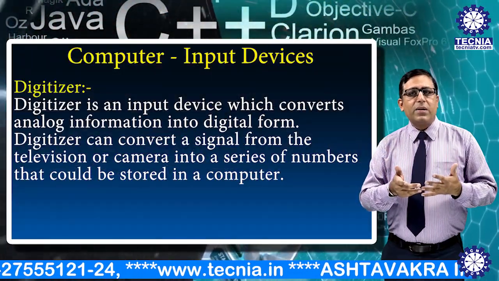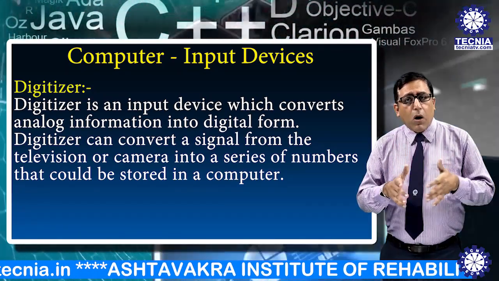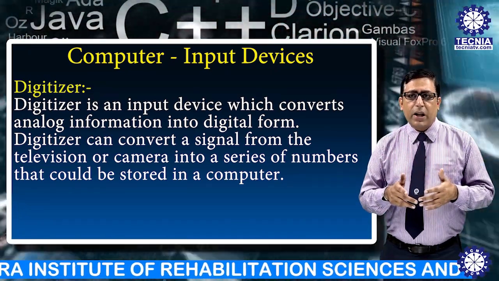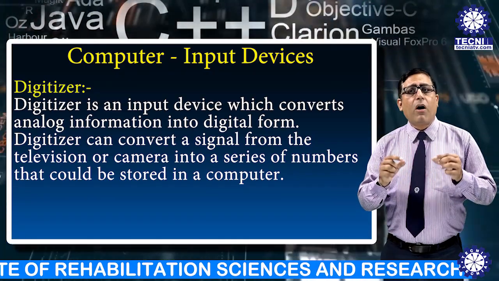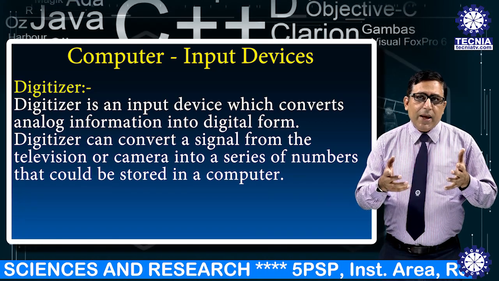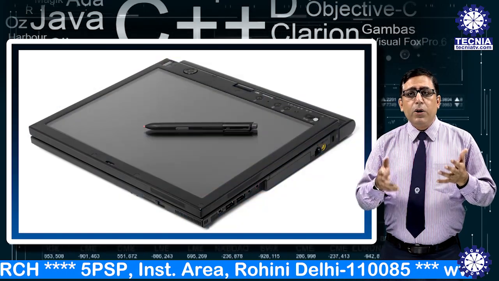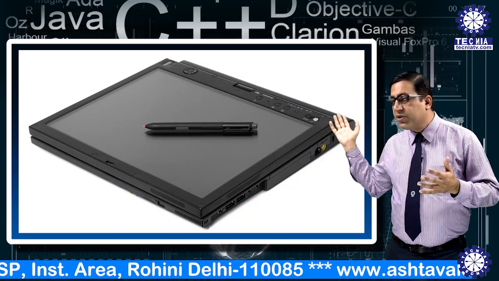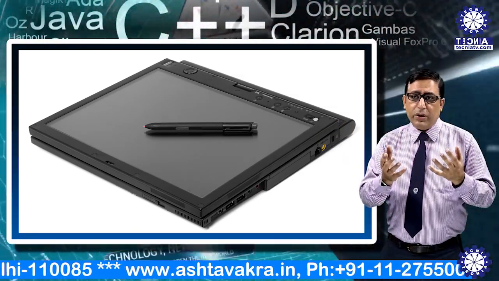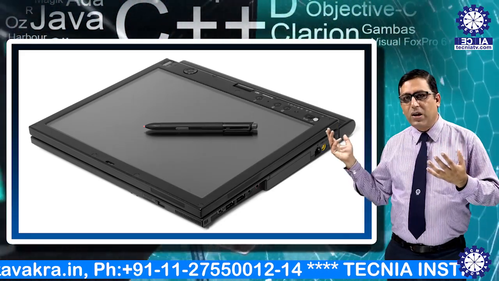The next input device is digitizer. Digitizer is an input device which converts analog information into digital form. Digitizer can convert a signal from the television or camera into a series of numbers that could be stored in a computer. They can be used by the computer to create a picture of whatever the camera had been pointed at. You can see the diagram of digitizer, how digitizer works, how digitizer looks. At least you should know how digitizer looks. If you are using digitizer as an input device, you must be aware of how the digitizer looks.